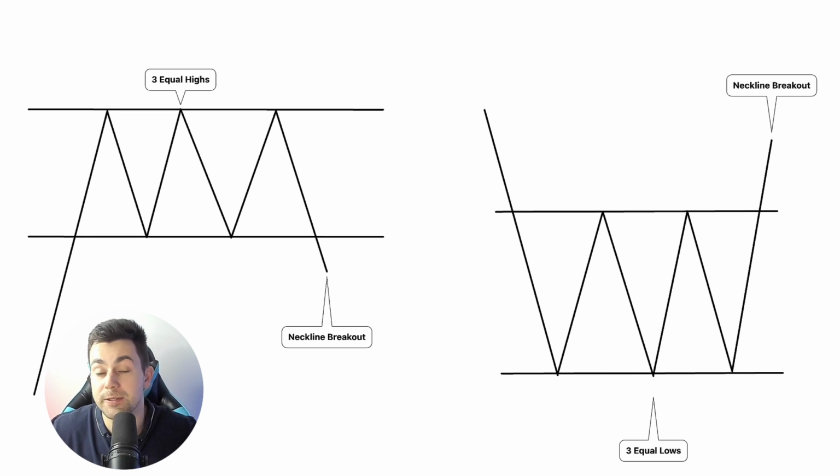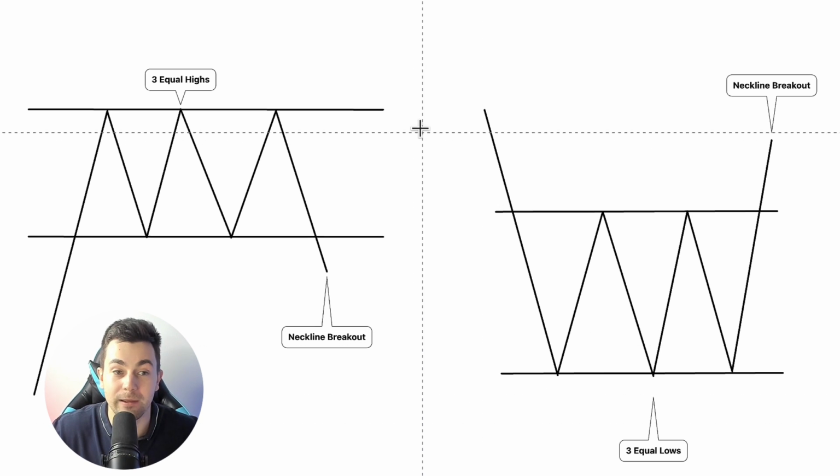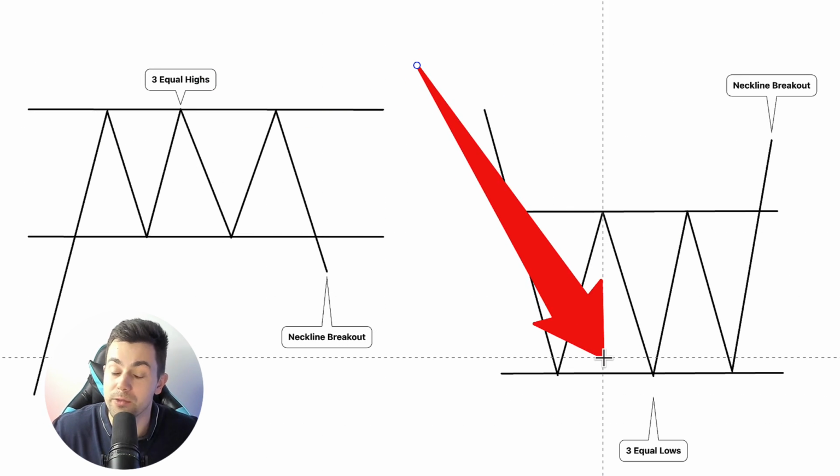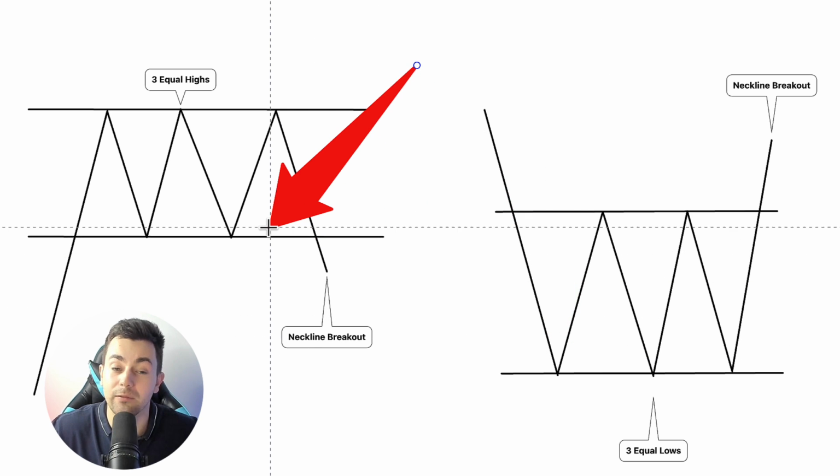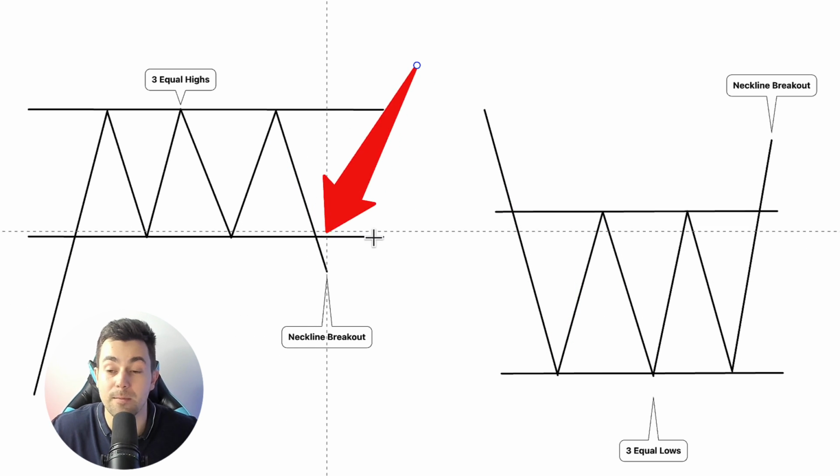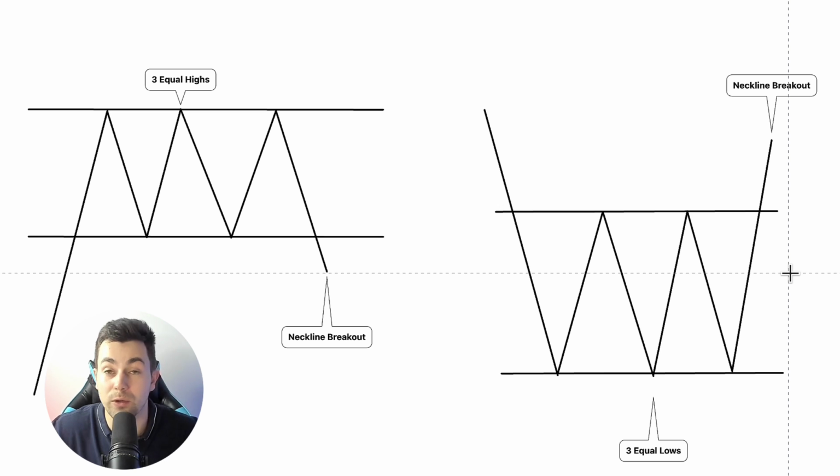Pattern number 4, the horizontal range. The range is the extension of a classic double top or double bottom. We see that the market is ranging when we have at least 3 equal highs or 3 equal lows. And again, for us, the signal is the breakout of the range's neckline.